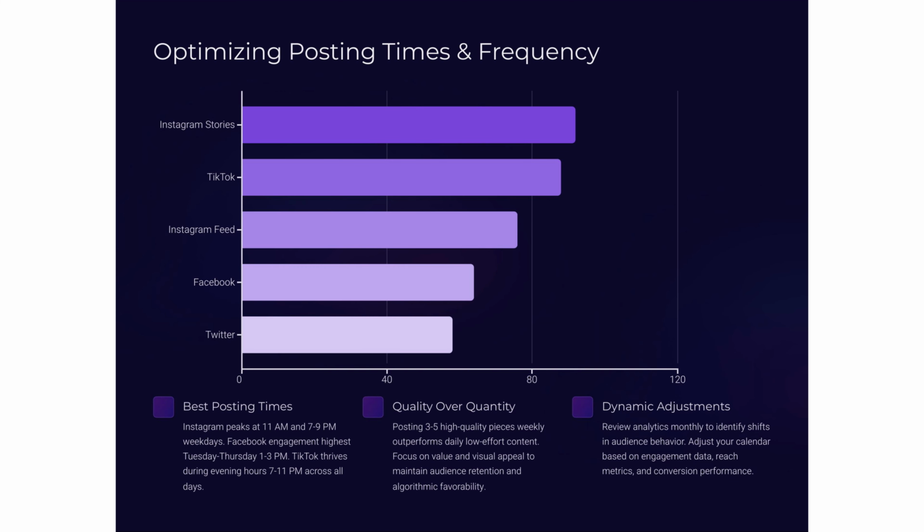Optimizing posting times is crucial for maximizing engagement. Instagram peaks at 11 a.m. and 7 to 9 p.m. on weekdays, while Facebook sees the most activity Tuesday to Thursday from 1 to 3 p.m. TikTok performs best in the evenings, 7 to 11 p.m. Prioritize quality over quantity by posting 3 to 5 high-quality pieces weekly. Regularly review analytics to adapt to audience behavior shifts.